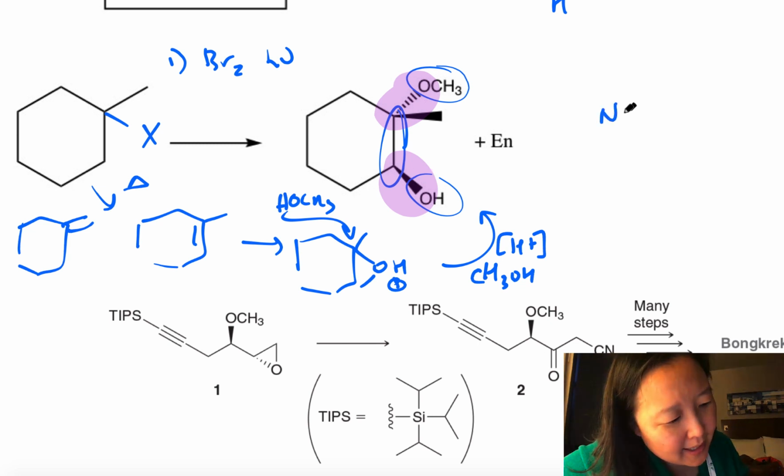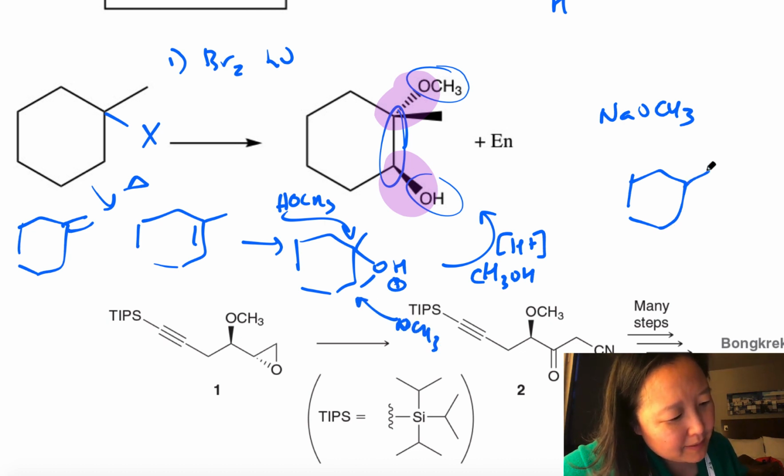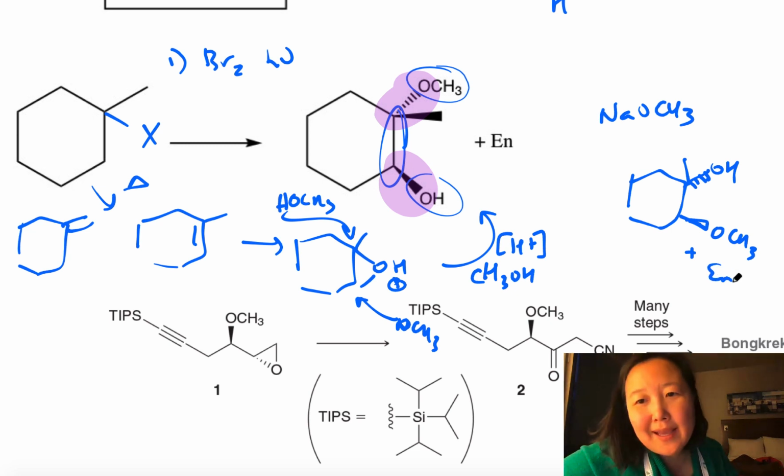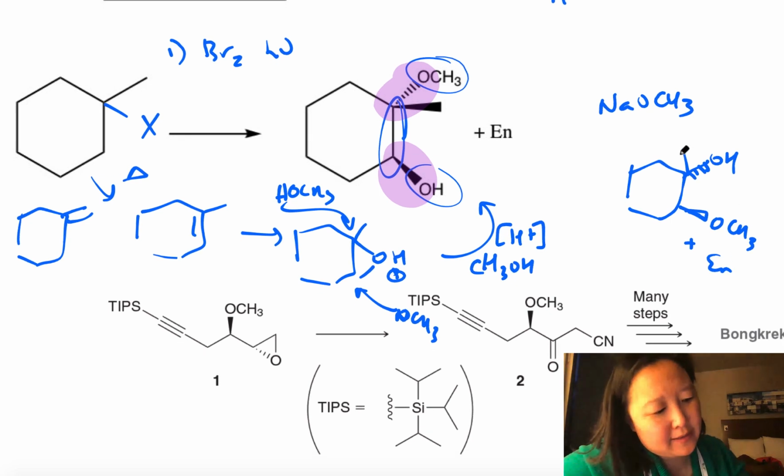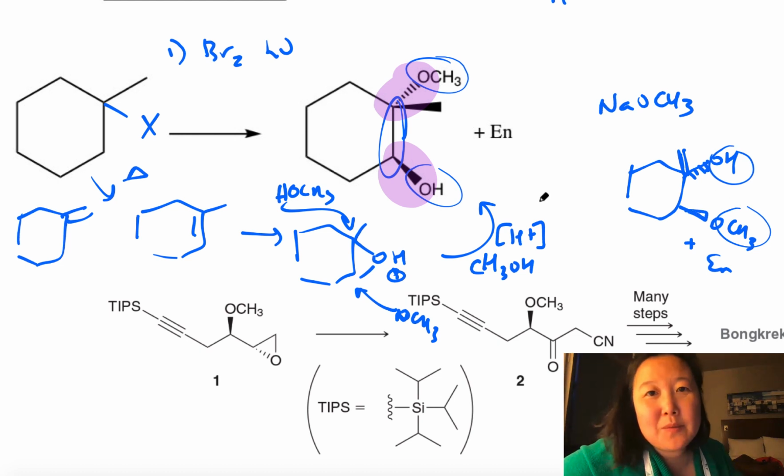If I use NaOCH3, that's basic solution, I'm going to get attack on the other side here, OCH3, and then I'm going to end up with the opposite result. And this is going to be this or wedged plus an enantiomer. So just be really careful here that you really have control over which group goes where, and is it syn or anti, cis or trans, okay?